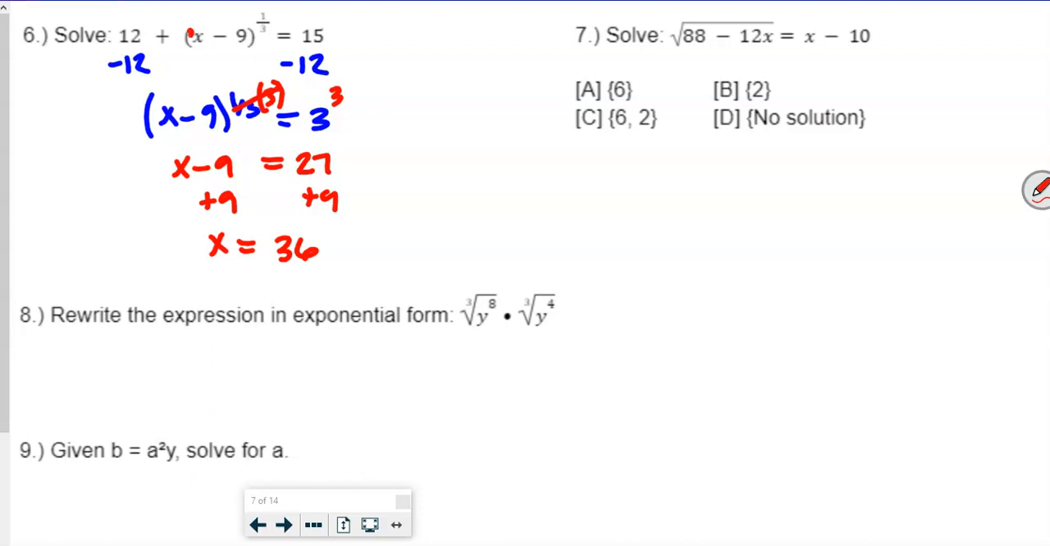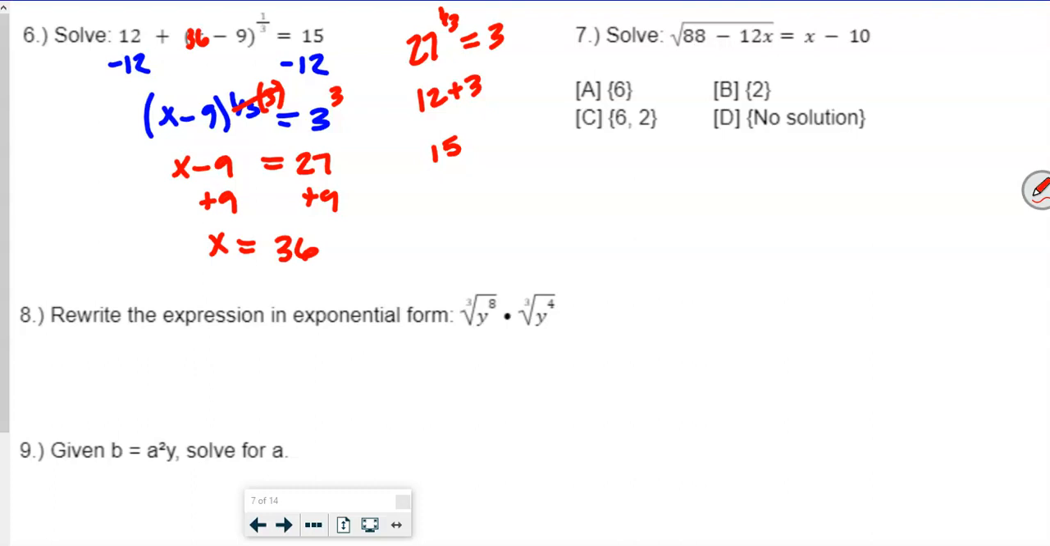And I can check this answer, and you should. So if I put 36 up here, 36 minus 9 is 27. 27 to the 1/3 power, guess what that is? That's 3. And 12 plus 3 equals what? 15. So check it when you can, okay?